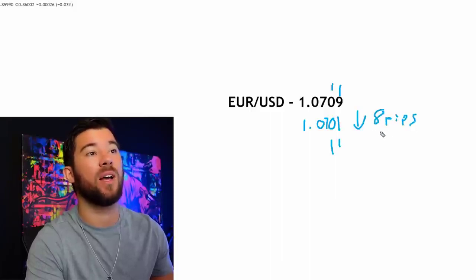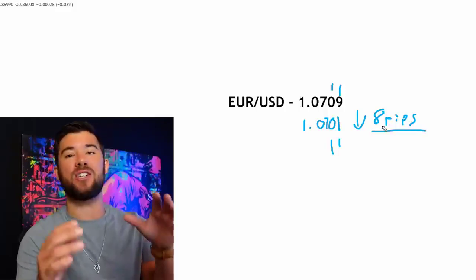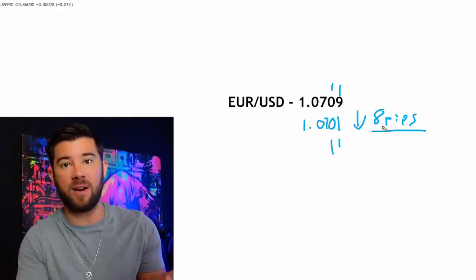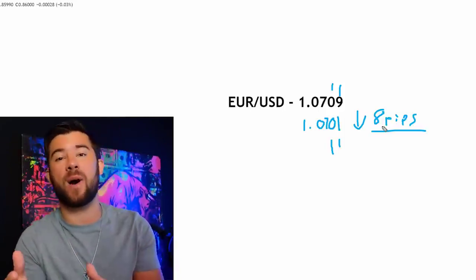Now, this 4 decimal point to the pip is true for every currency pair except yen crosses, except pairs that have JPY in them.